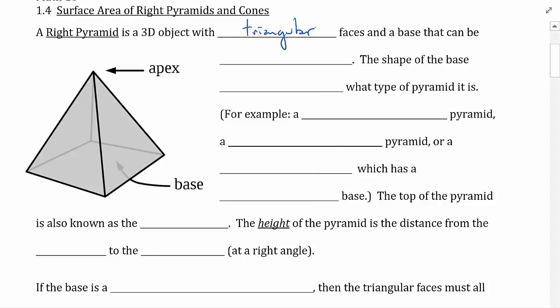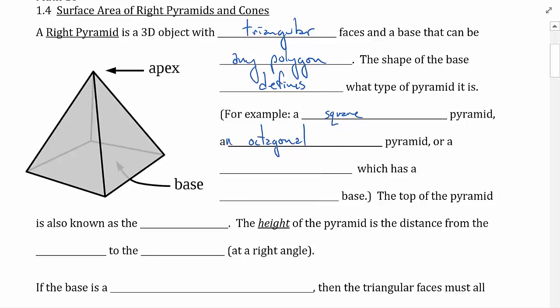and a base that can be any polygon. The shape of the base defines what kind of pyramid it is. For example, in the diagram here, we have a square pyramid. You could have an octagonal pyramid if the bottom was an octagon. You could have hexagonal, etc.